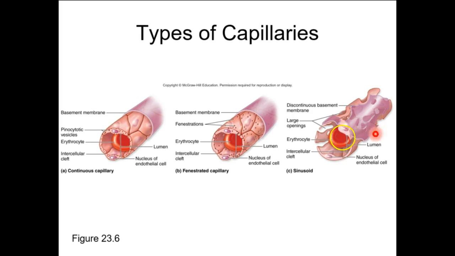Now we don't want too much of this because we don't want to lose albumin. We're going to care a lot about albumin today. We don't want to mess with our osmotic balance. But we will have this in places where the blood needs to be filtered, where the blood needs to be exchanged.